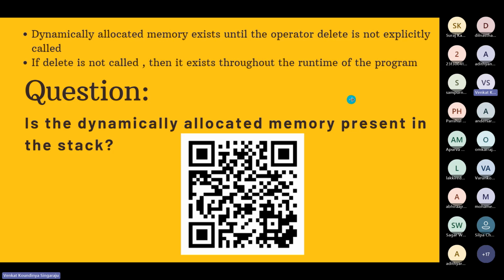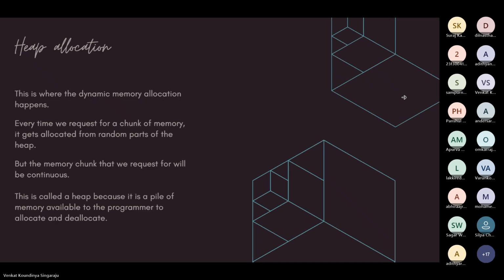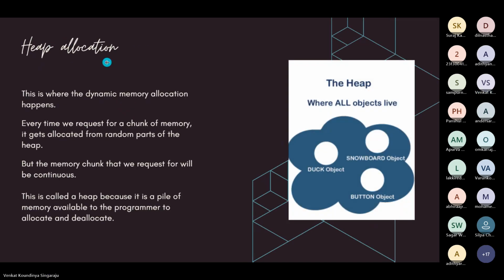Basically, it is permanent. Had it been present in the stack, it would not have been permanent because memory in stack is temporary. So it is not present in the stack. Then where is it present? It is present in the heap. So this is where the dynamic memory allocation happens.